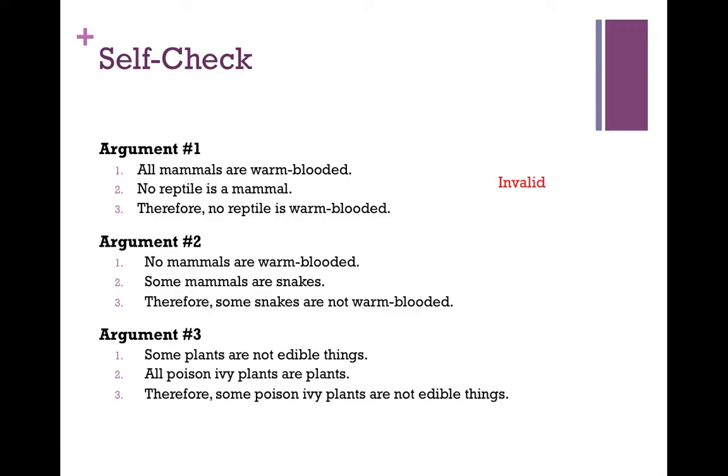Argument number 2, no mammals are warm-blooded. Some mammals are snakes, therefore some snakes are not warm-blooded. And this argument you might think is invalid, but the truth is it's perfectly valid. You might think it's invalid because the first premise is false and the second premise is false, but that's not what determines validity. That would actually speak to its soundness. If you recall from a long time ago, we distinguished soundness from validity.